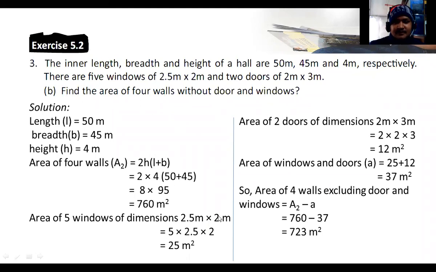No, sir. That means in question number E, we have to use the area of 4 walls excluding door and windows. Okay. So the area of 4 walls excluding door and windows is 723 meter square.